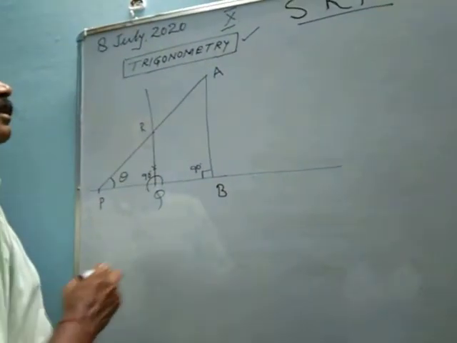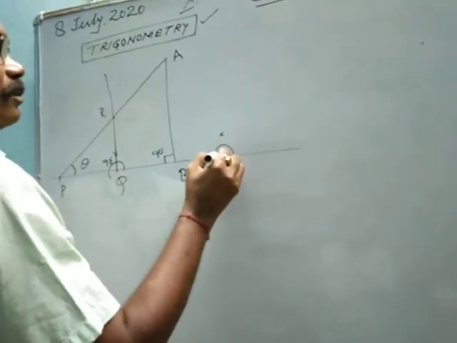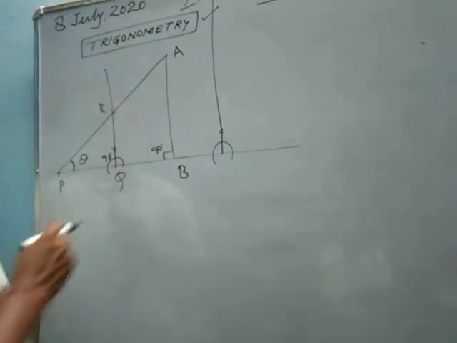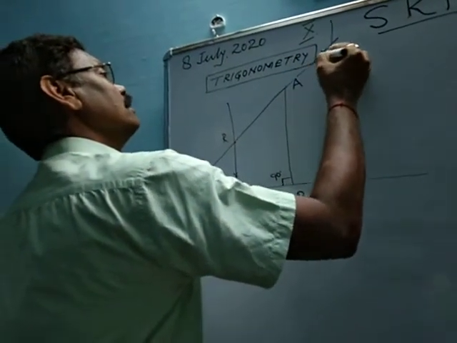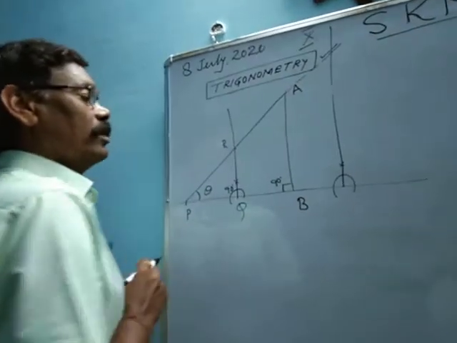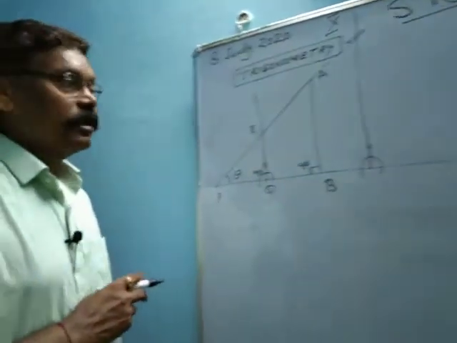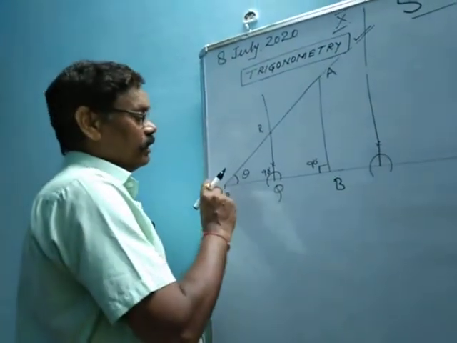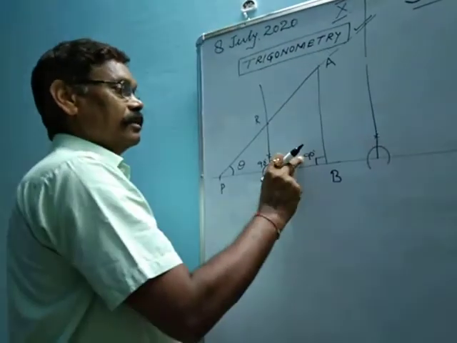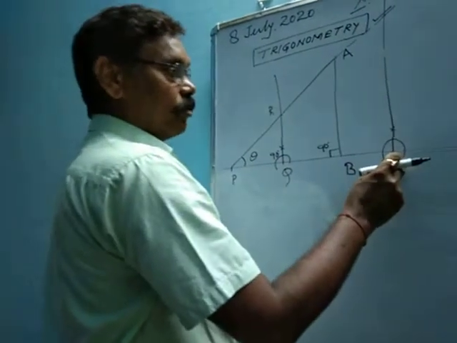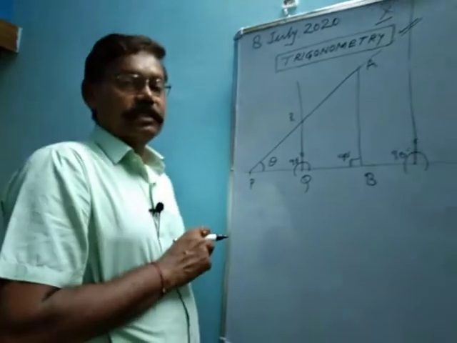I can extend this. Again I can take a point, draw a line here making an angle of 90 degrees, produce it, and it will intersect at some point. I can have one more, and in this way it will go on. In every case we are getting a right angle triangle PQR 90, PBA this is 90, one more point, again this is 90, but this angle doesn't change.